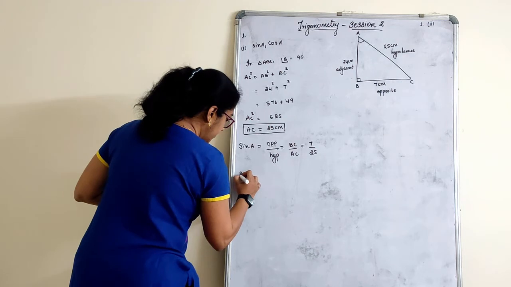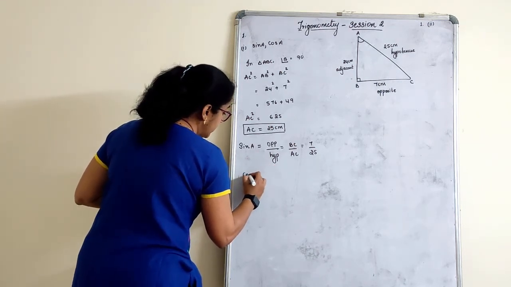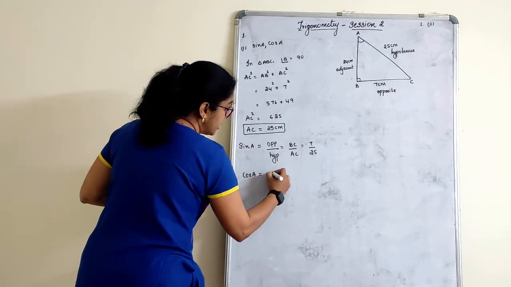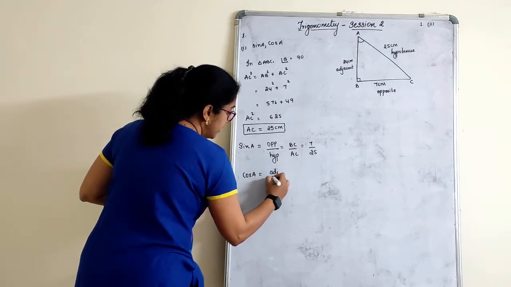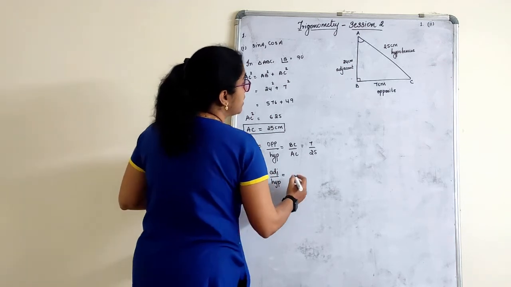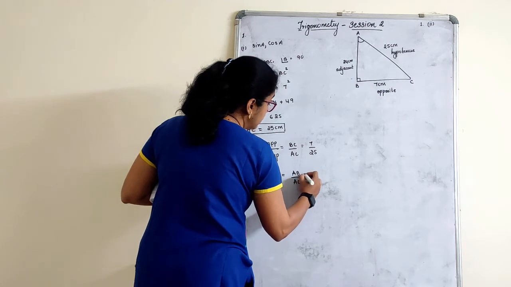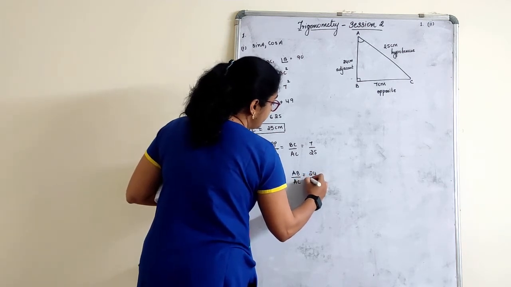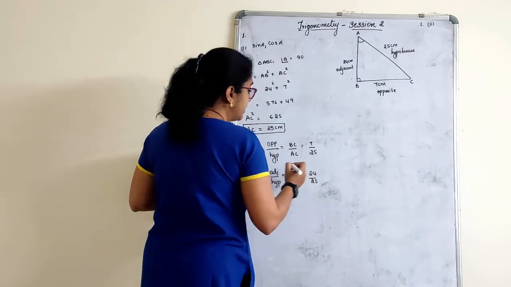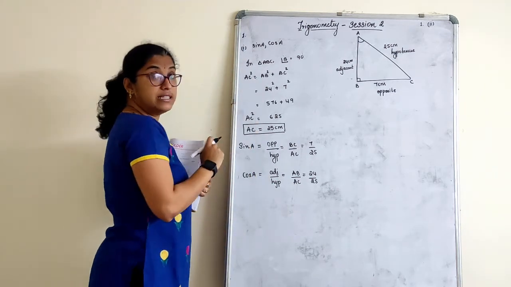That part is done. What is next that they have asked? Cos A. Cos A is adjacent upon hypotenuse, which is nothing but AB upon AC, which is 24 by 25. We are done with the sum. This is how you have to do the sum with all these steps.